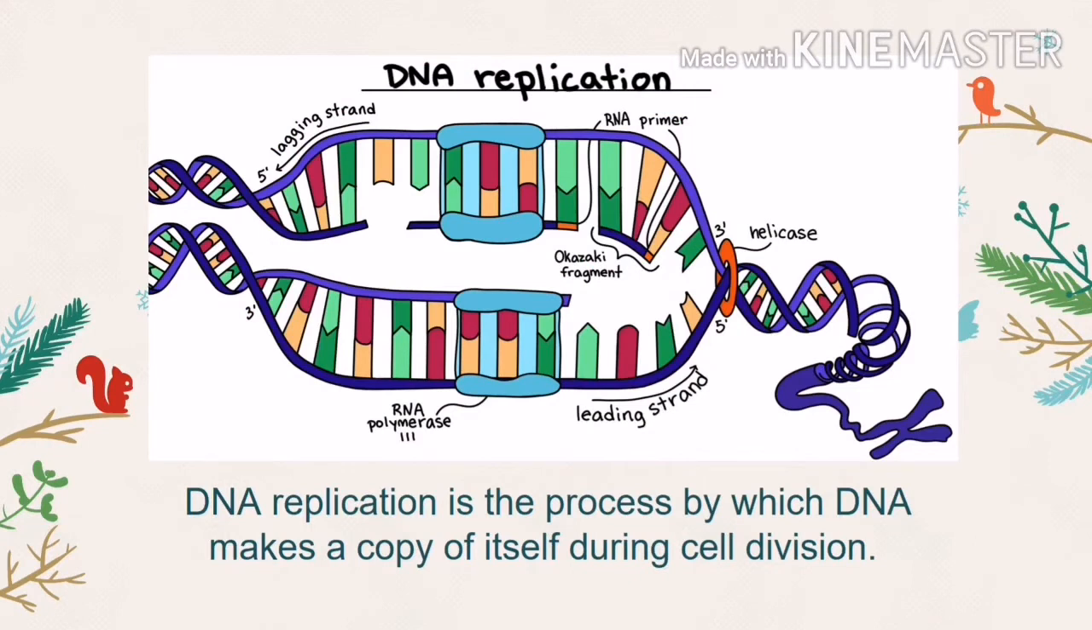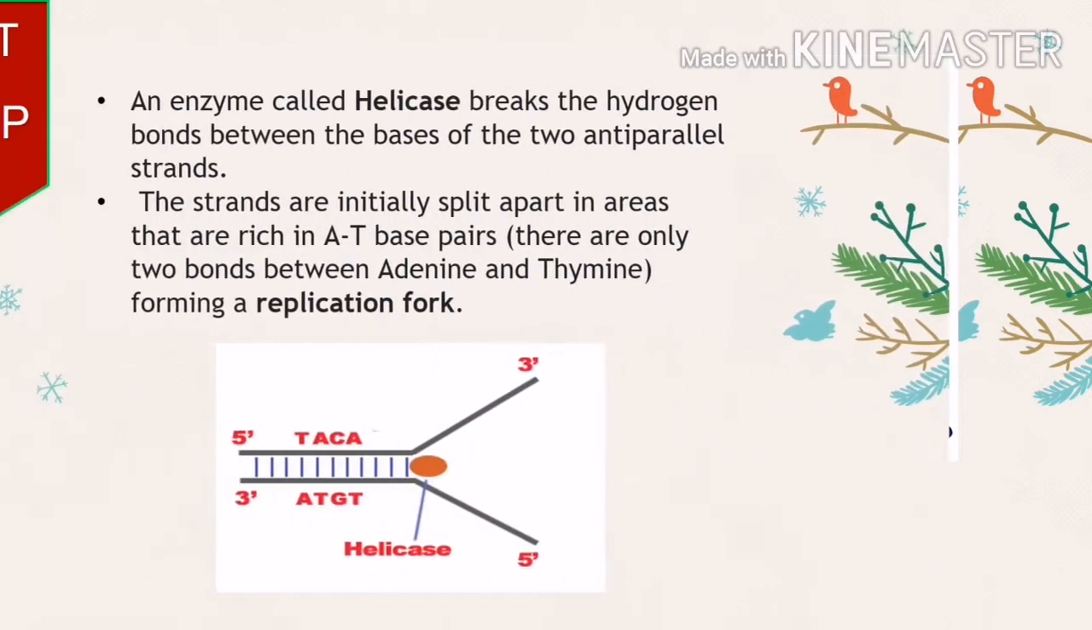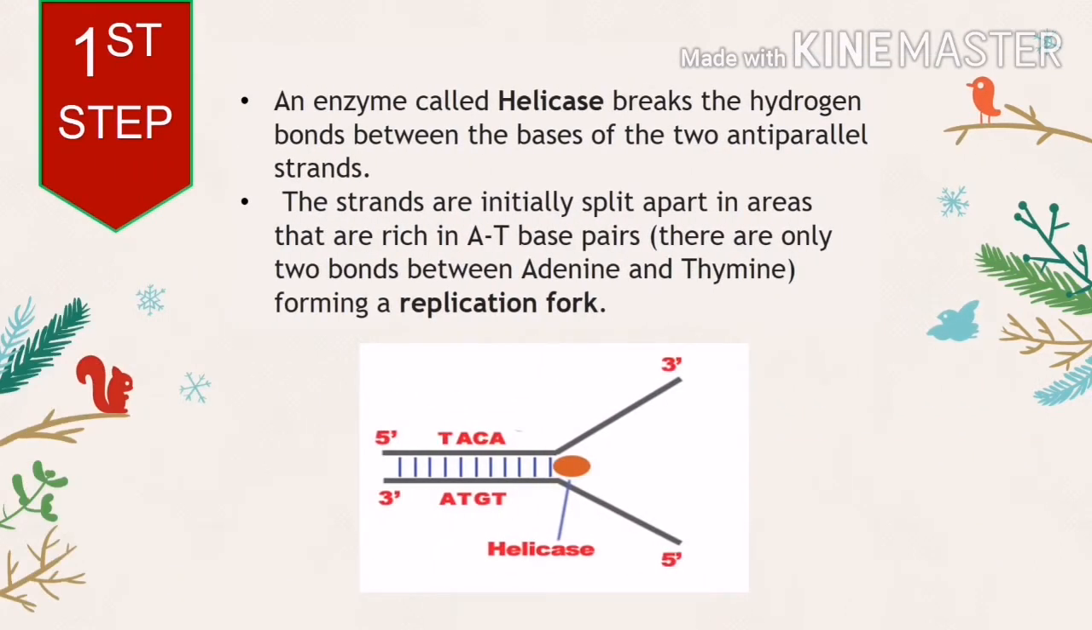DNA replication is the process by which the DNA makes a copy of itself during cell division. In the first step of DNA replication, an enzyme called helicase breaks the hydrogen bonds between the bases of the two antiparallel strands. The strands are initially split apart in areas that are rich in A and T base pairs, because there are only two bonds between adenine and thymine, forming a replication fork.